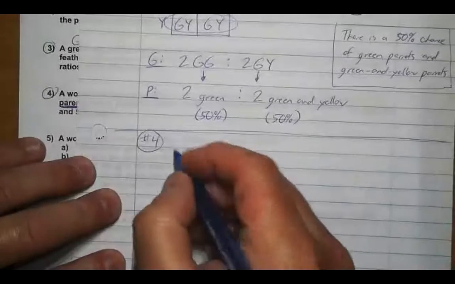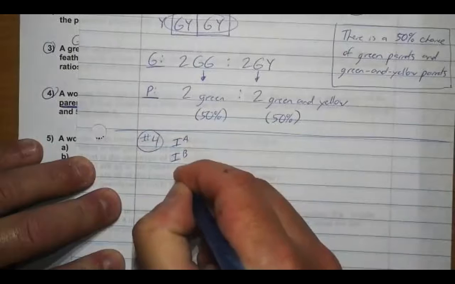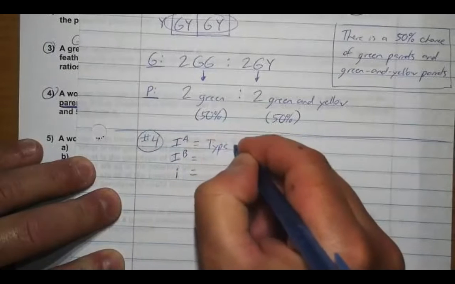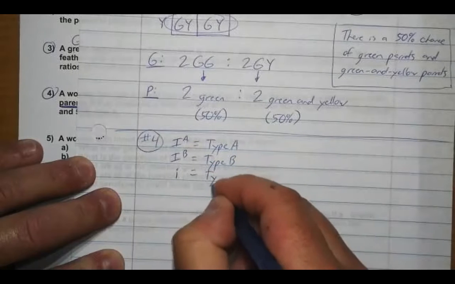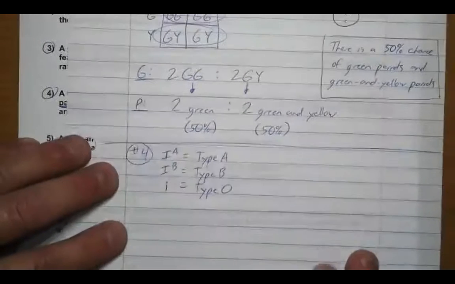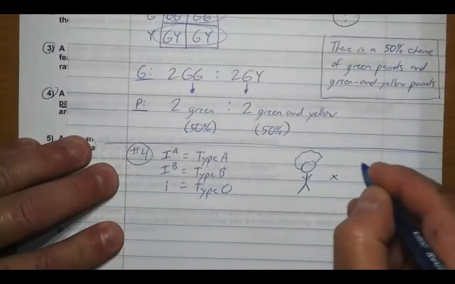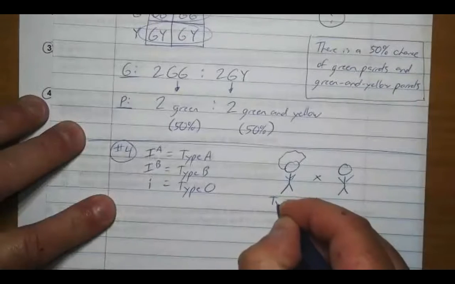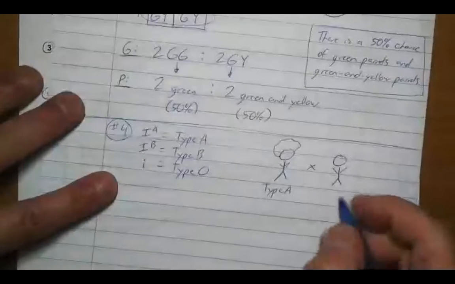So what I do, identify my letters. I'm dealing with blood type, so I know I just go straight to the ones that are given for me. Capital I to A makes type A blood. Capital I to B makes type B blood. Lowercase i makes type O. All right, I got a woman, and a dad. And let's go back and find information. The woman has type A blood. So I'm going to put the phenotypes in this time because that's going to keep me straight. And dad was type B.